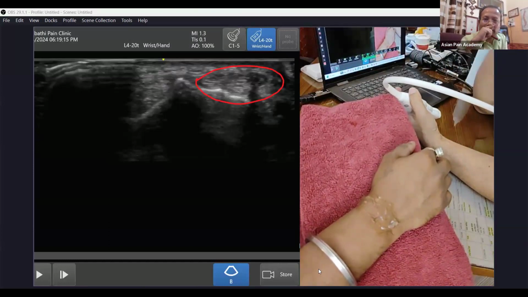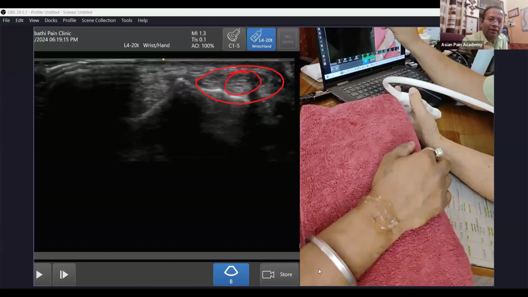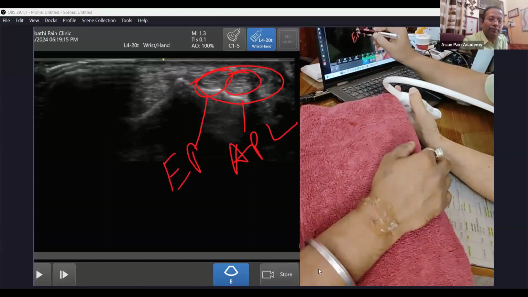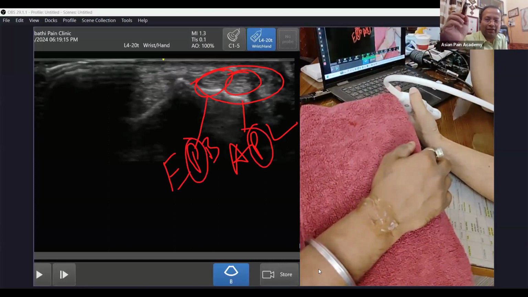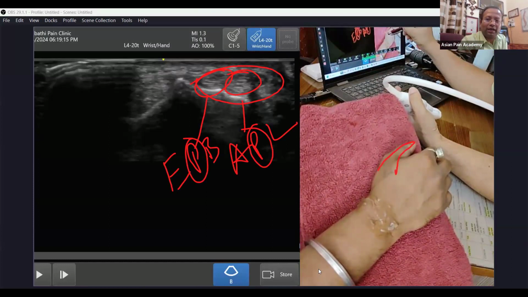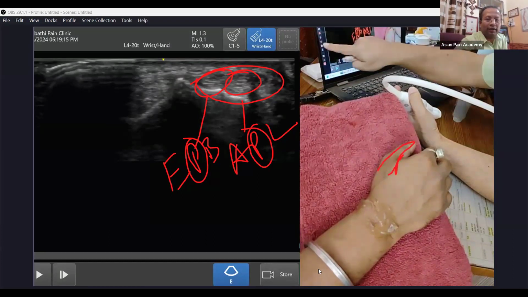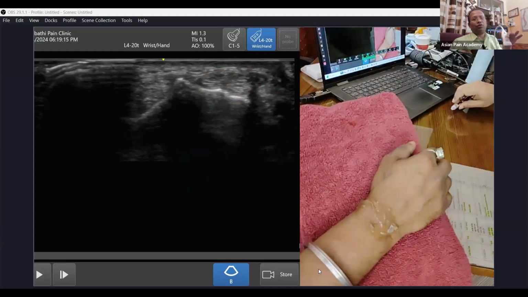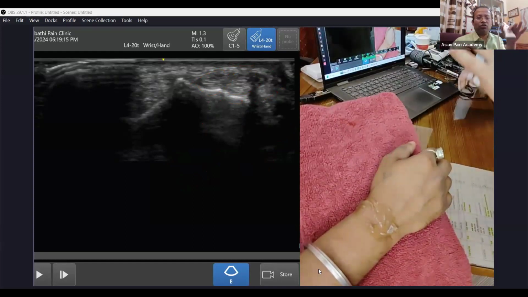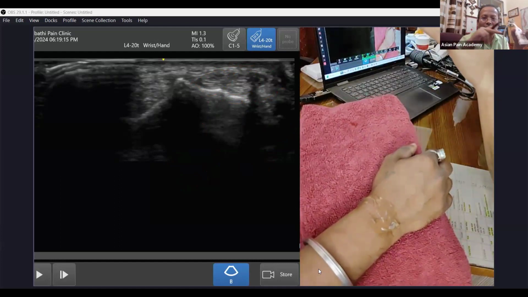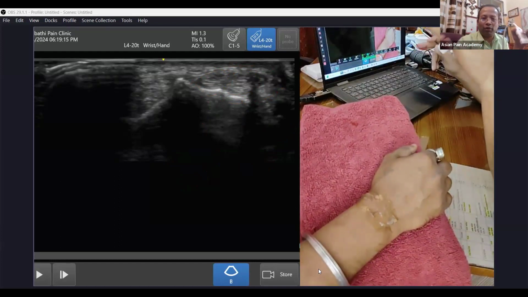So this is compartment number 1. What are the tendons? APL and EPB. Both have P, so they are coming to the pollex. Okay, in the thumb, they are coming to the thumb. So this is compartment number 1. Already I have shown you compartment number 3. So remember, compartment number 1 and compartment number 3 both have to come to the pollex.